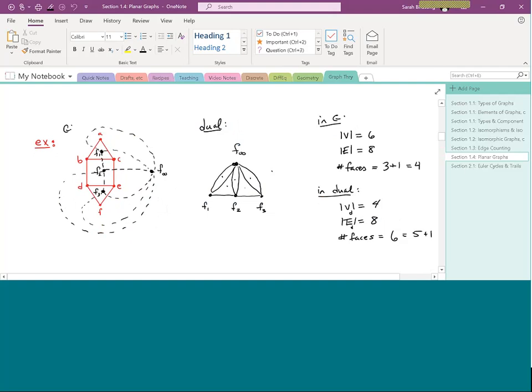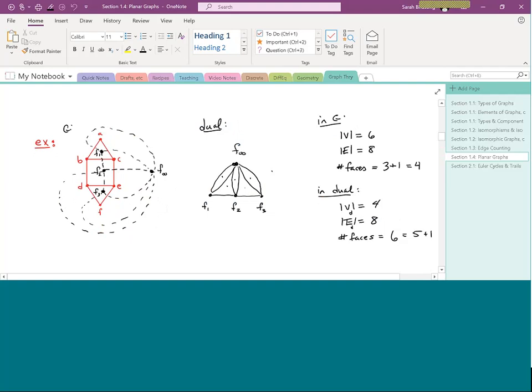And remember how we found our edges? We found our edges in the dual by crossing, so perpendicular to each one of the edges in the original graph, which means there's a one-to-one mapping between the edges in the original graph and the edges in the dual, which means there's always going to be the same number of edges between the two graphs. And same deal with vertices.